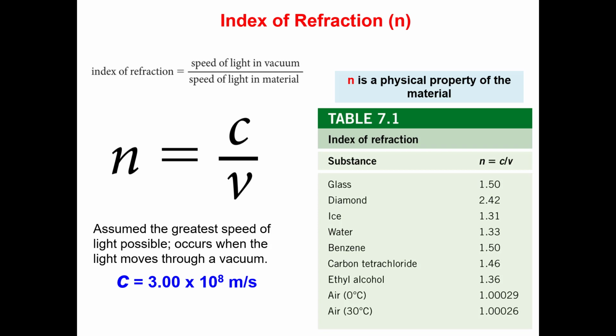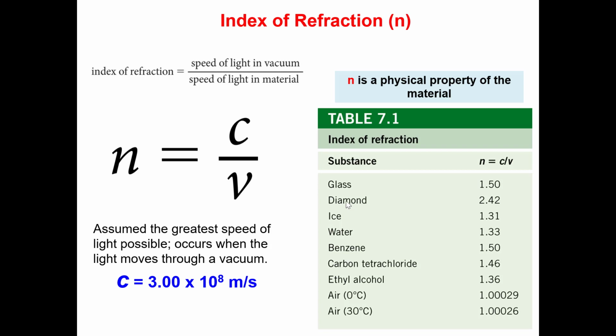Then what is the index of refraction? We define the index of refraction as the ratio of the speed of the light in vacuum to the speed of the light in a material. For example, if we want to calculate the index of refraction of glass, we need to know the speed of the light in vacuum, and we need to know the speed of the light in glass. When we divide these two values, we get 1.50.